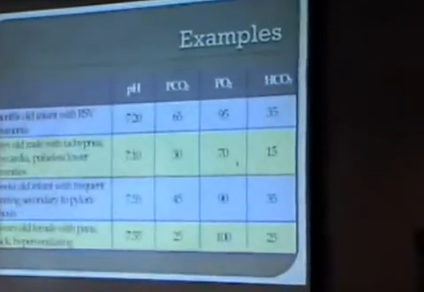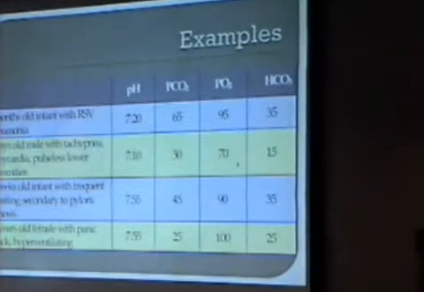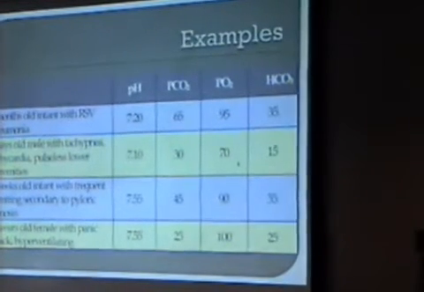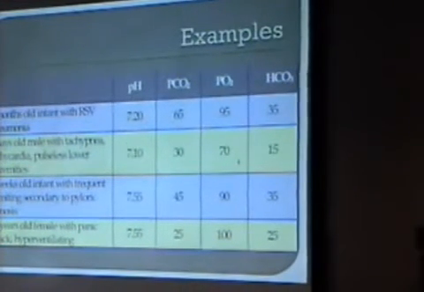A 4-month-old with RSV pneumonia. pH 7.2, PCO2 65, bicarb 35. We're making your life easy. What does he have?